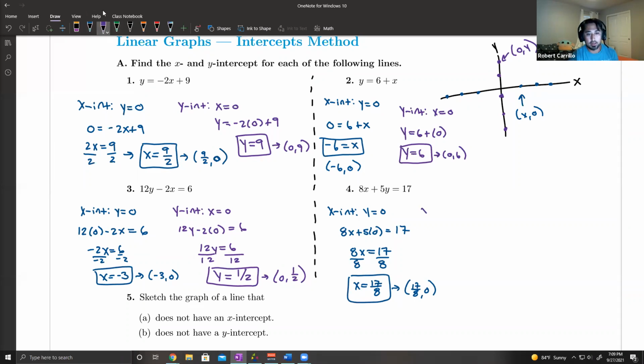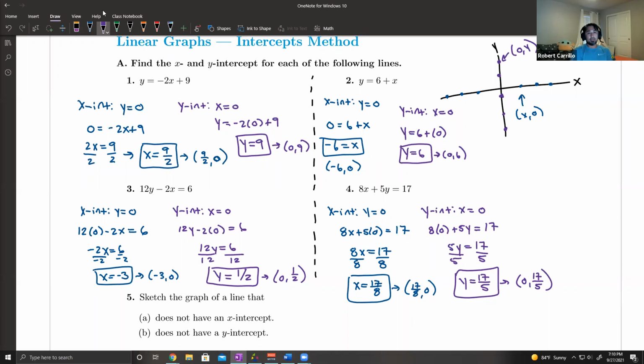All right, and then y-intercept, x equals 0. You get 8 times 0 plus 5y equals 17. You get left with 5y equals 17. Divide by 5, and y equals 17 fifths. And our coordinate would be represented by 0, 17 fifths.